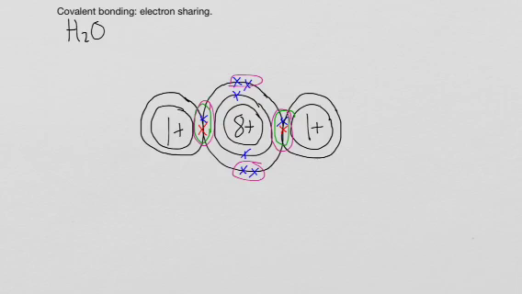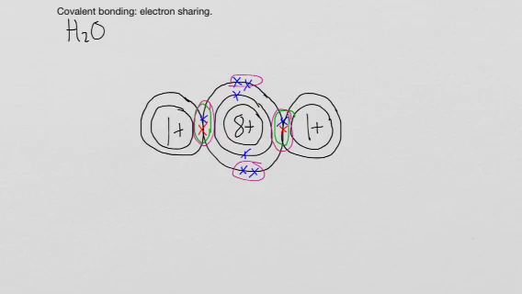When this molecule breaks up, hydrogen will leave with its 1 electron, the other hydrogen will leave with its other electron, and oxygen will walk away with 6 electrons. So in this case, nobody gains or loses and no ions are formed. So this is the difference between ionic and covalent bonding.